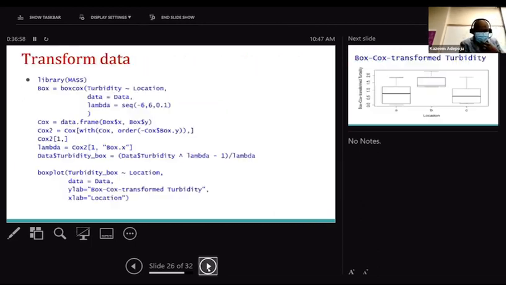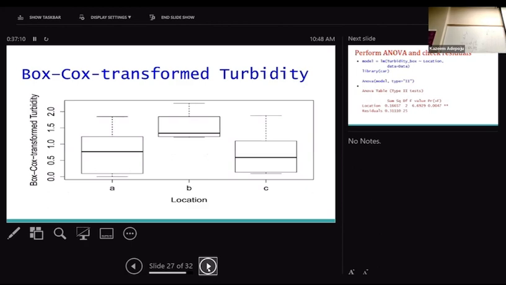The next thing that I want to do now is look at the box plot after using the Box-Cox. This is what I have. This is a box plot of the 3 locations after using the Box-Cox transformation. Now I want to look at the analysis of variance after using the Box-Cox transformation.